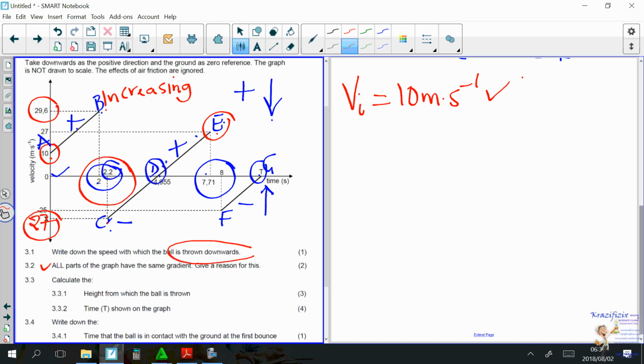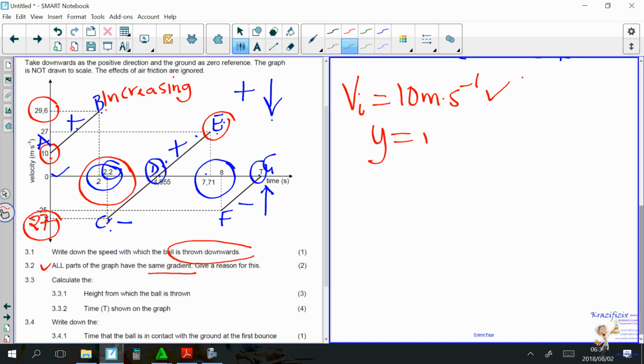Number 2. All the parts of the graph have the same gradient. Give a reason. Let's check something. Straight line graph. y equals mx plus what? c.